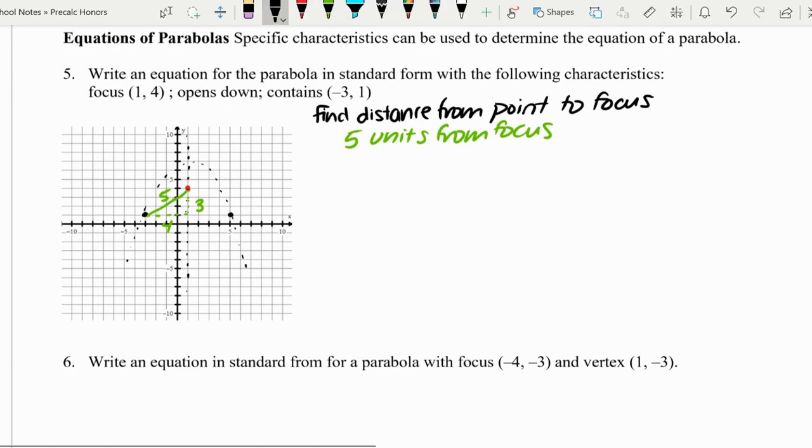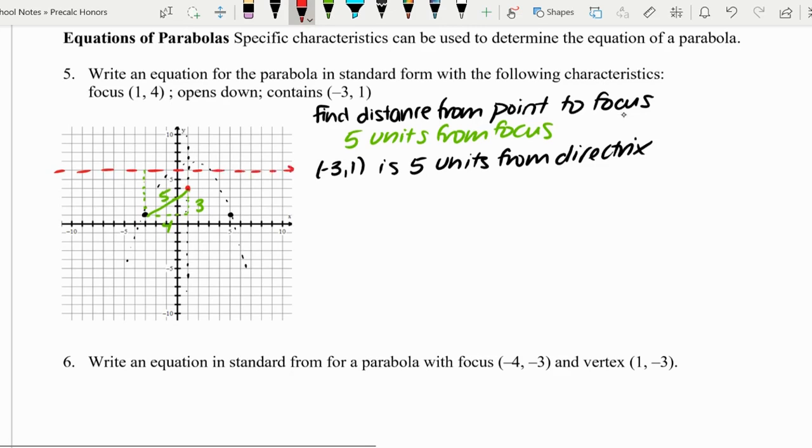So this means, since by the definition of the parabola every point is equidistant from the focus and the directrix, that the point (-3, 1) is 5 units from the directrix. So I'm going to count 1, 2, 3, 4, 5. And that's going to be my directrix. So I'm going to draw that line in there.